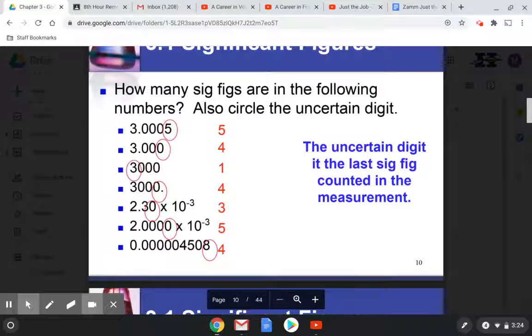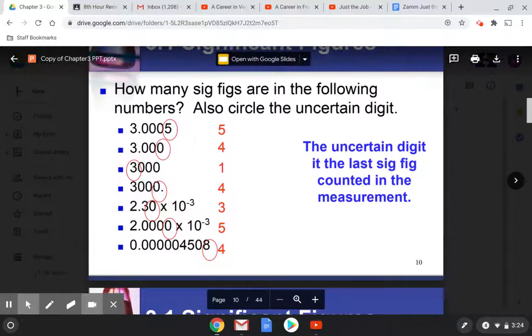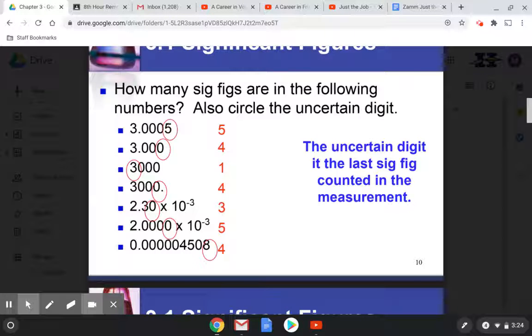And so looking at this, looking at the significant figures, we know that the 2 non-zero digits are outside of the zeros. So all these numbers are going to be significant.